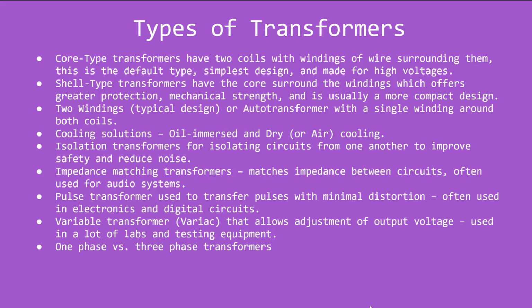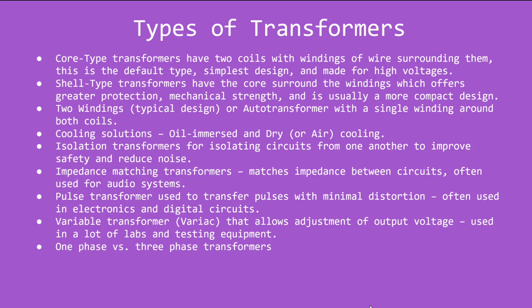Now, what are some of the types of transformers out there? Well, there's core type. They have two coils with windings of wire around them. This is kind of the default type, and it's generally made for high voltages. You've got shell type, where the core actually surrounds the windings. That offers a lot better protection, mechanical strength, and a much more compact design. You can have two windings, which is the typical design, or you can have something like an autotransformer that has a single winding around both coils.